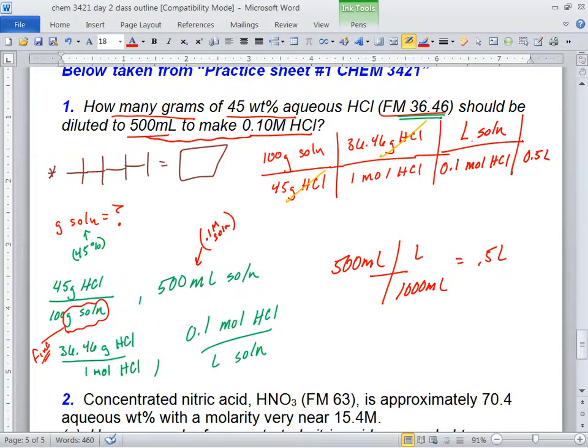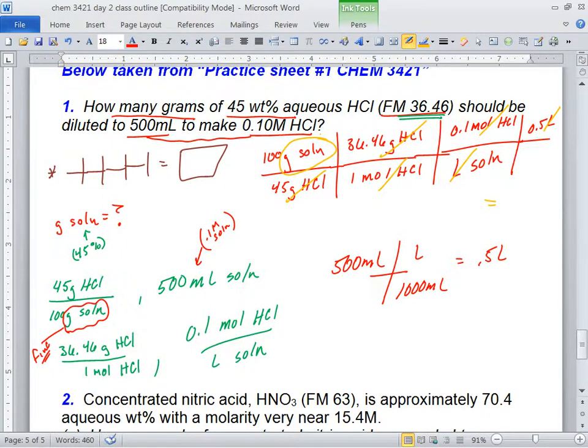Thank you. I didn't write it right. Otherwise it won't cancel on me. So now I have to write it on top. So now everything should cancel. And I'll end up with the units that were left. The grams of that 45 weight percent solution.